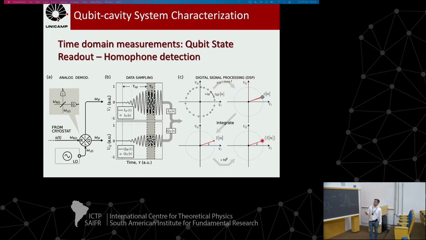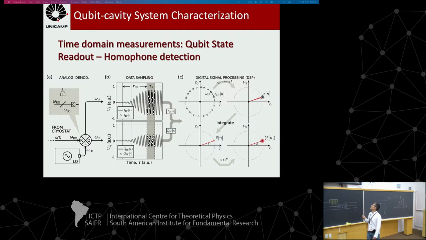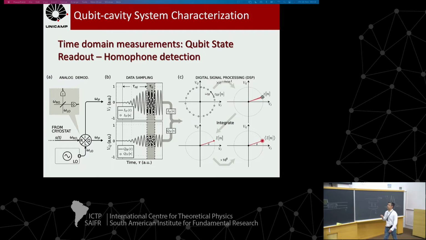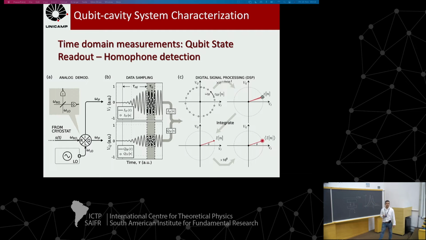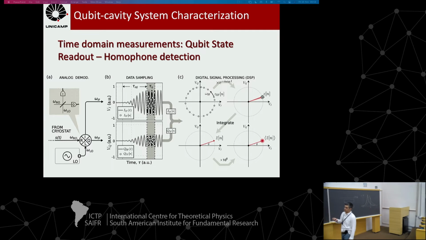So this is the idea. We call this analog demodulation. Here, data sampling. Here, this is a DSP. That's basically a homodyne digital conversion we are doing here. We start with a heterodyne, then we convert to a homodyne conversion in this part of the process here.